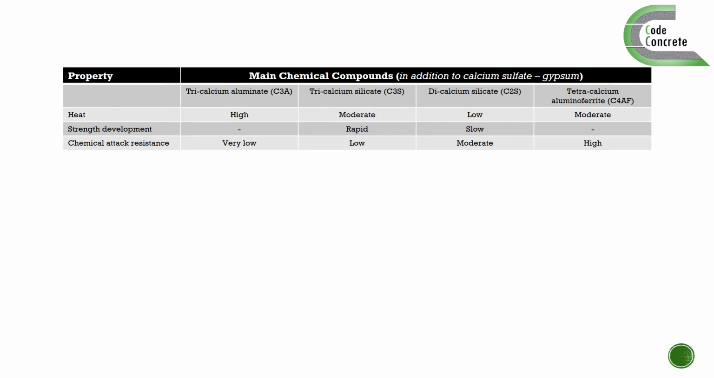This compound generates medium heat during the hydration mechanisms of cement. It mainly contributes to the early strength development, and has a low resistance to chemical attacks. Dicalcium silicate, C2S. This compound generates low heat during the hydration mechanisms of cement. It mainly contributes to the long-term strength, and has a moderate resistance to chemical attacks. Tetracalcium aluminoferrite, C4AF. This compound generates moderate heat during the hydration mechanisms of cement, and has high resistance to chemical attacks.